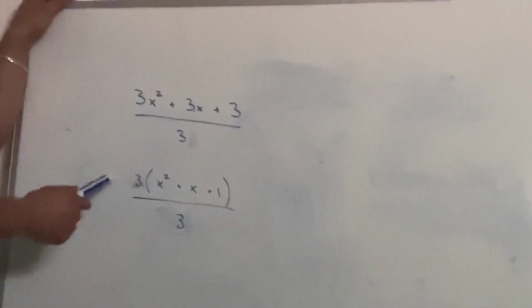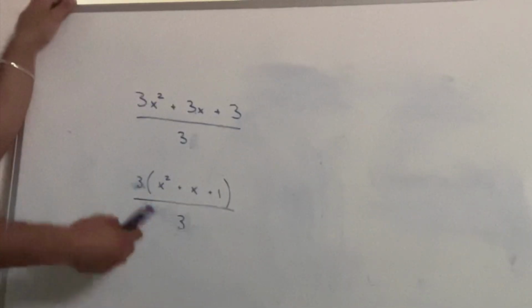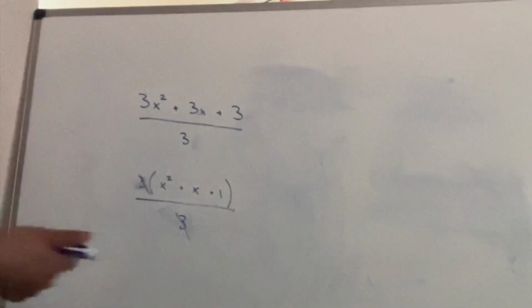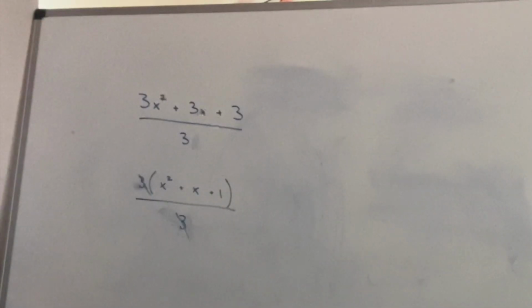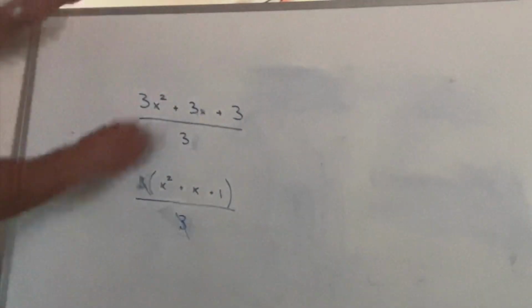And since the 3 applies to everything on top and it applies to everything on the bottom, because the 3 is by itself at the bottom, we could cancel it out, and we're left with x squared plus x plus 1. And if they want you to go further, then you go further. But for what I'm doing right now, we could just stop right there.